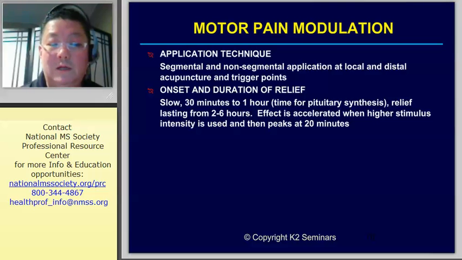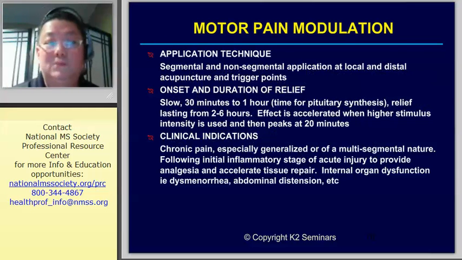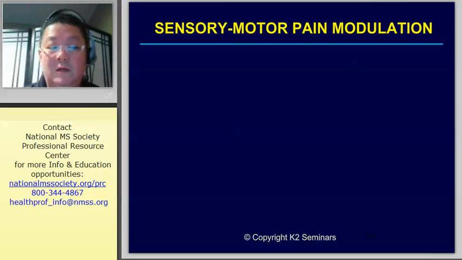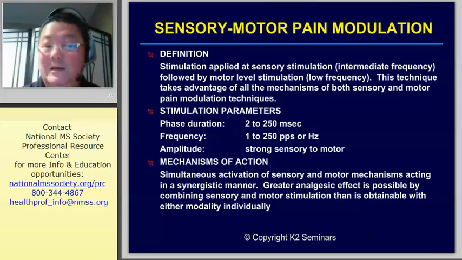In motor pain modulation, the only thing that you need to remember in this one is the pulse rate. All right, the pulse rate is going to be 2 pulses per second. The intensity is definitely to a motor twitch at this point. The mechanism of action is not any different. It's still a gate control theory. It's still the endogenous opiate theory. The electrode placement is not any different. So I'm trying to get to the electrode placement, can you tell?